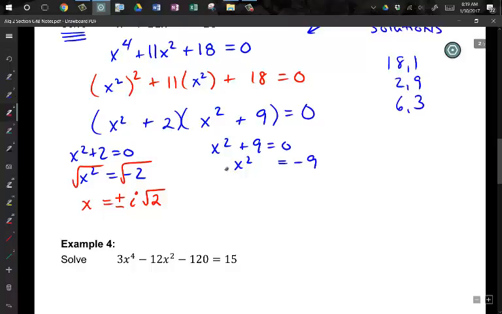Over here, we take the square root of both sides. Remember, 2 square roots, 2 answers. What president? Nixon. All right, so x equals plus or minus, what's the square root of negative 9?